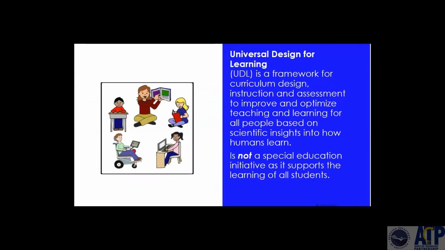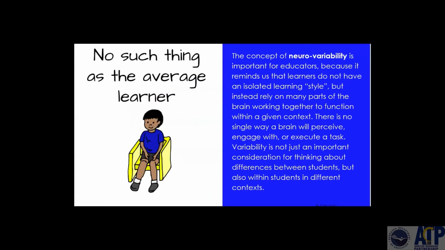Let's quickly review what is Universal Design for Learning. Universal Design for Learning, or UDL, is a framework for curriculum design, instruction, and assessment to improve and optimize teaching and learning for all people based on scientific insights into how humans learn. It is not a special education initiative as it supports the learning of all students. All students learn differently, and there is no such thing as the average learner.